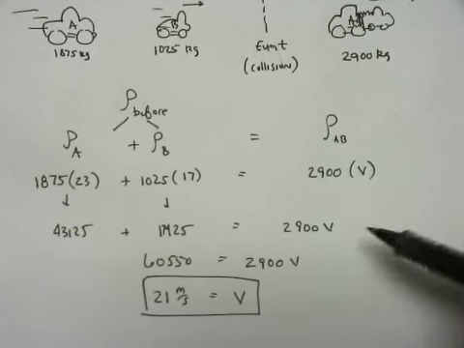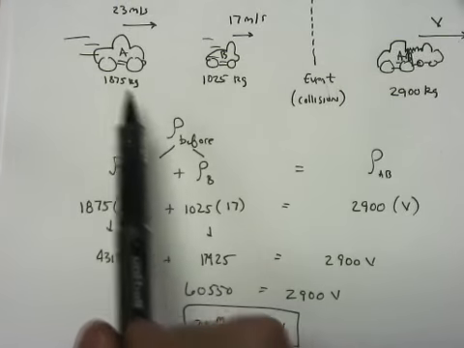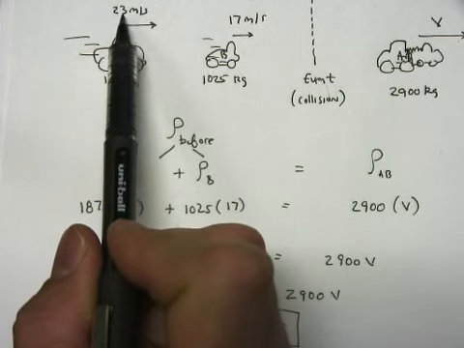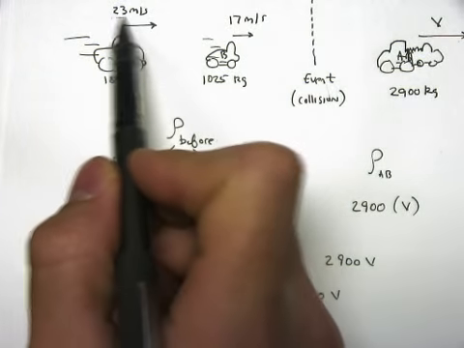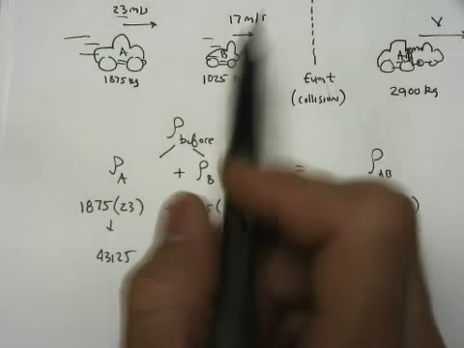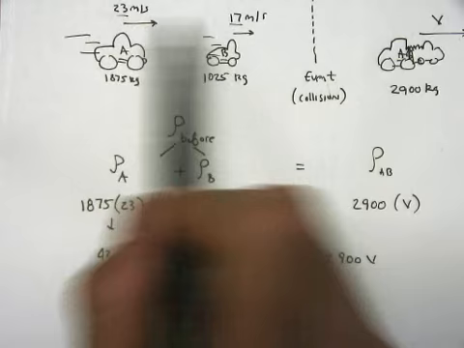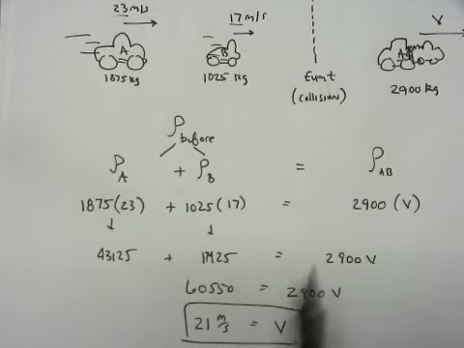And I ask myself, does that make sense? Sure, it certainly does, because my first car was going pretty fast. When my first car hits this one, it's going to slow down, so I know that my velocity is going to be less than 23. Also, this one's going to get sped up. So I know it will always end up between these two numbers, and 21 fits very nicely between those.